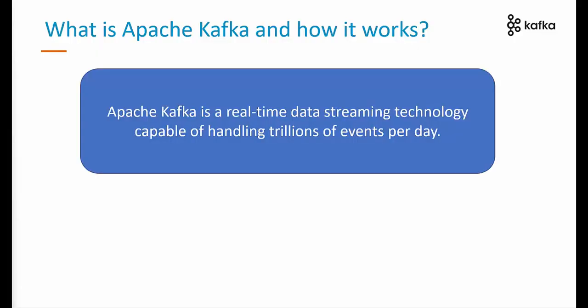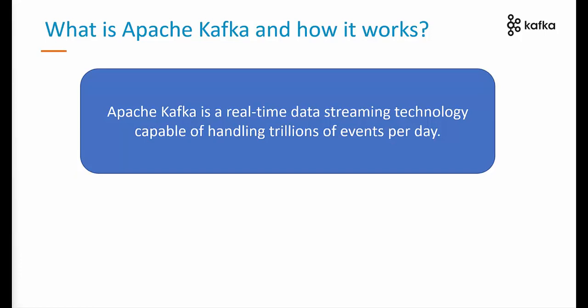Let me introduce you to what Apache Kafka is and how it works. Apache Kafka is a real-time data streaming technology which is capable of handling trillions of events per day. Initially conceived as a messaging queue, Kafka is based on the abstraction of a distributed commit log. Since being created and open sourced in 2011, Kafka has become the industry standard for working with data in motion.